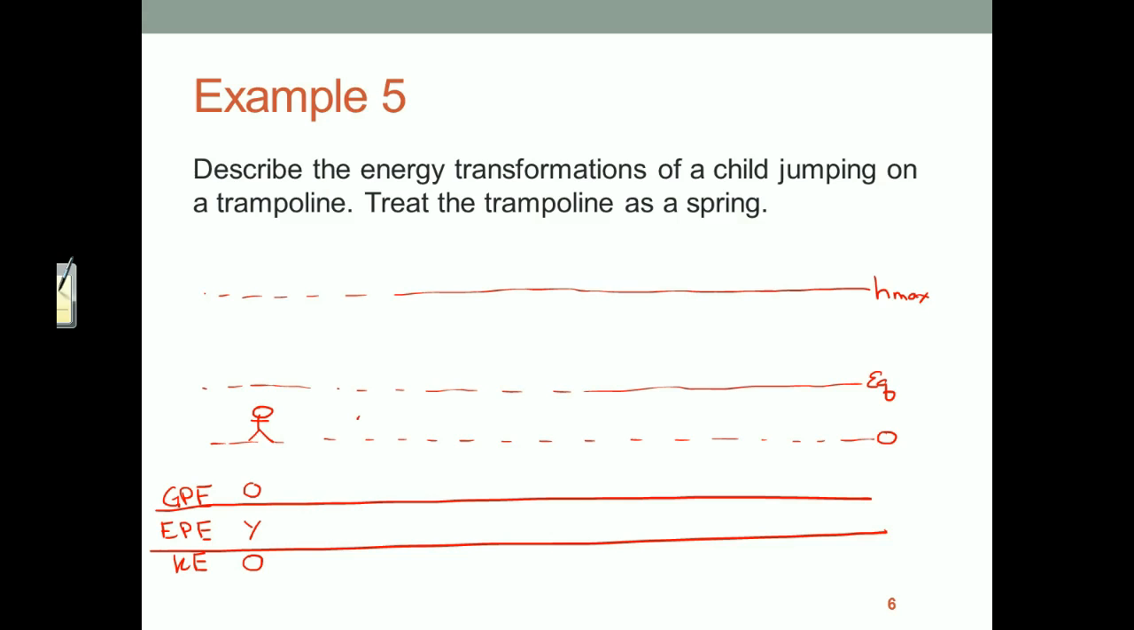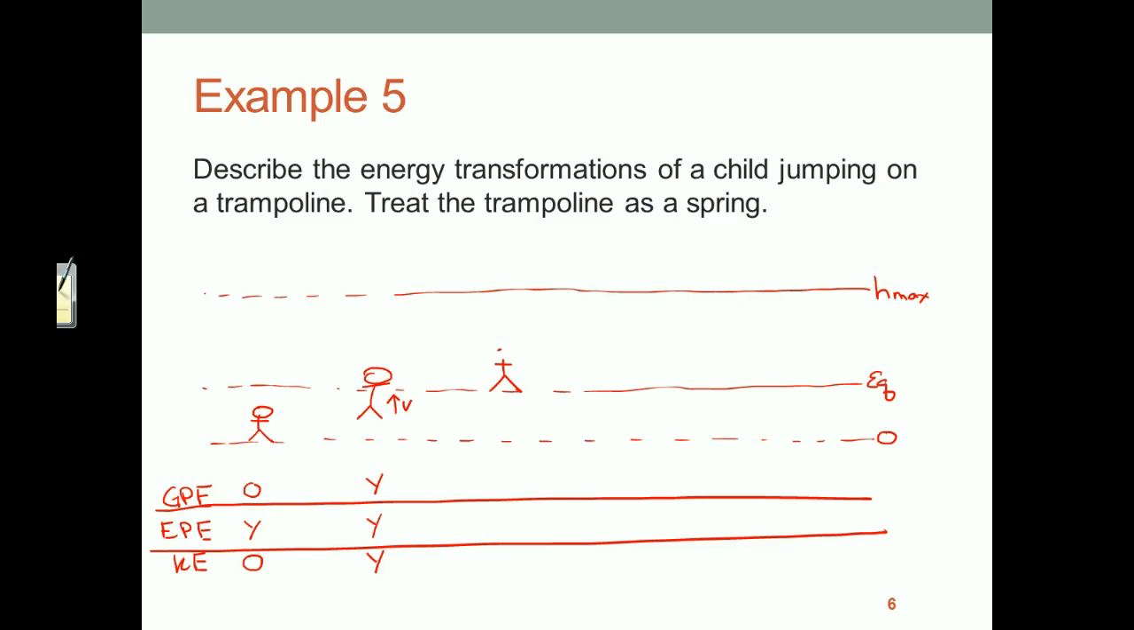The trampoline then starts moving upward. When the trampoline starts moving upward, I gain gravitational potential because I'm up above my 0 position. I still have elastic potential because the trampoline is still depressed a little bit, and I'm moving, so I have kinetic as well.